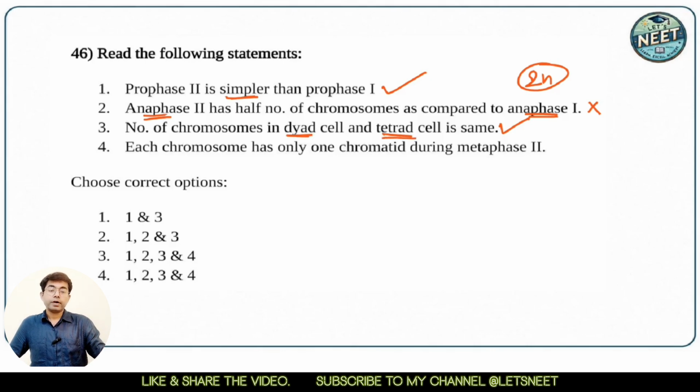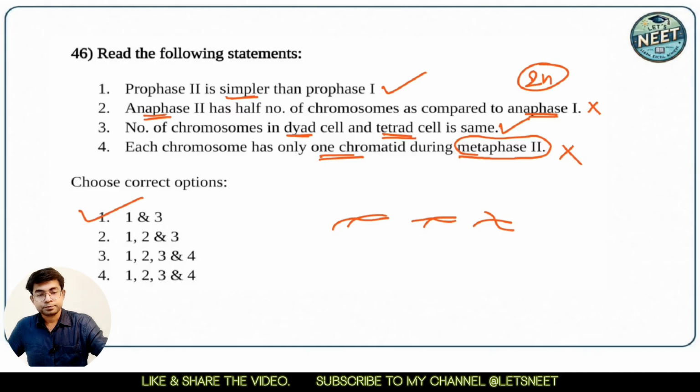Each chromosome has only 1 chromatid during metaphase 2. During metaphase 2, if you recall, each chromosome have 2 chromatid, not 1 chromatid. So this is also wrong. So correct answer will be 1 and 3.